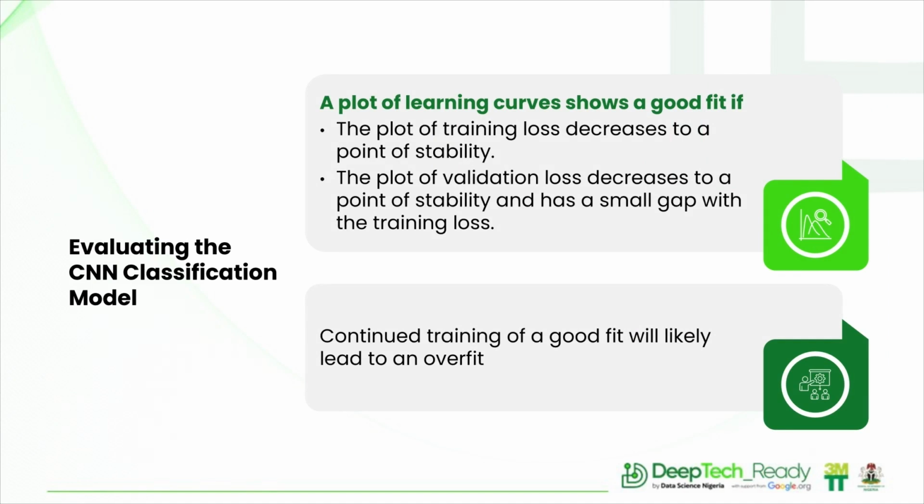In summary, a plot of learning curves shows a good fit if the plot of the training loss decreases to a point of stability and the plot of the validation loss decreases to a point of stability and has a small gap with the training loss. And often, continued training of a good fit will likely lead to an overfit.